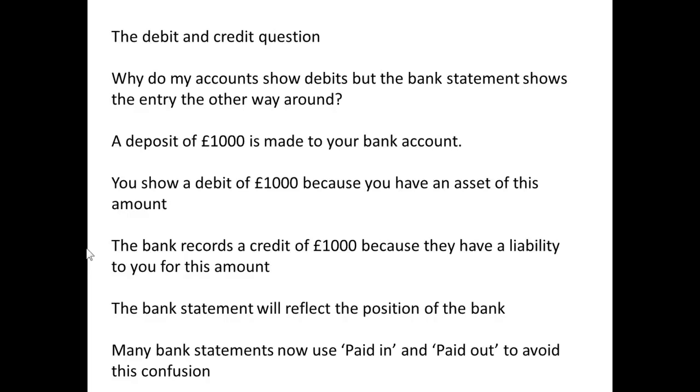A deposit of £1,000 is made to your bank account. You debit your cash account for the business because you've got an asset of £1,000. The bank, on the other hand, has to record a credit of £1,000 because they've got a liability to you for this amount. So the bank statement reflects the bank's position and your cash account reflects your own position.